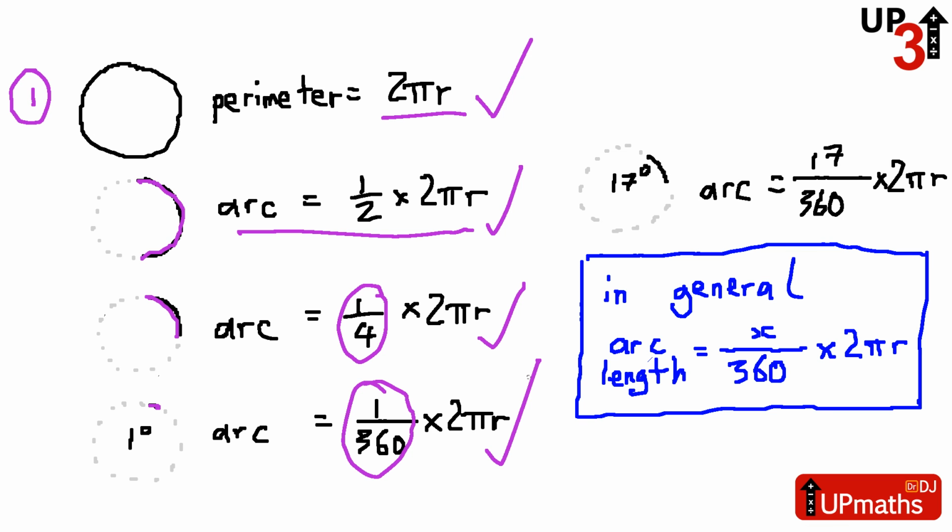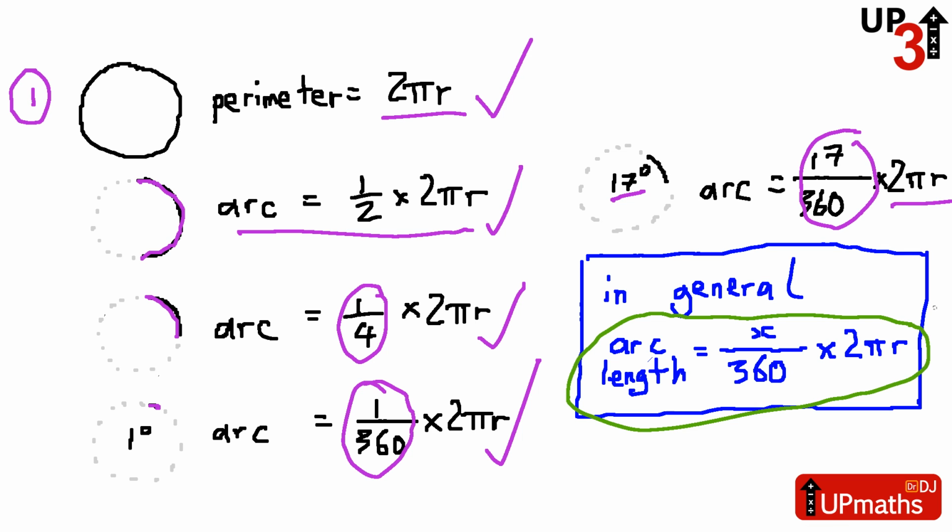So that makes sense. And what if, final thought, what if it's 17 degrees? Well, it's obviously just 17 over 360, because that's like the fraction of a circle that you've got, times 2 pi r. So I recommend using this equation. I'll just put a circle around it. That's the length of an arc. X over 360 times 2 pi r.